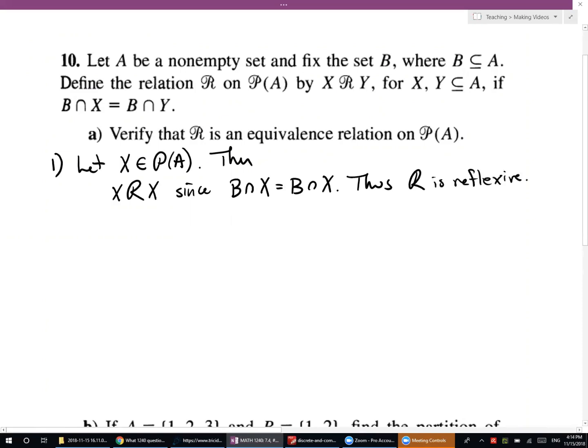If you're struggling to understand what this stuff is, it can look like I've done nothing here. Okay, but I've proven everything I need to show. So make sure you understand what's going on here.